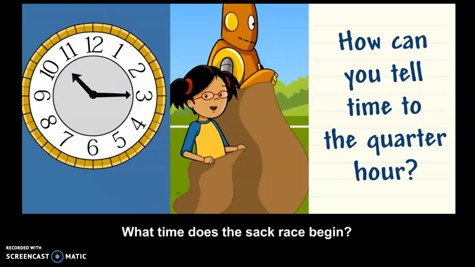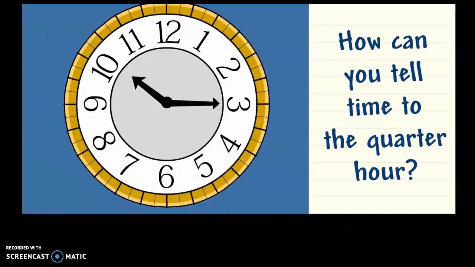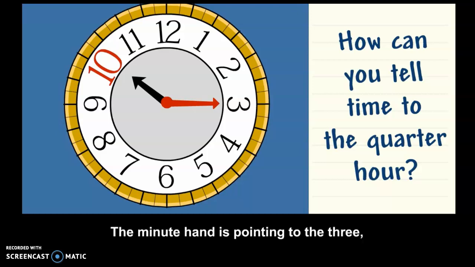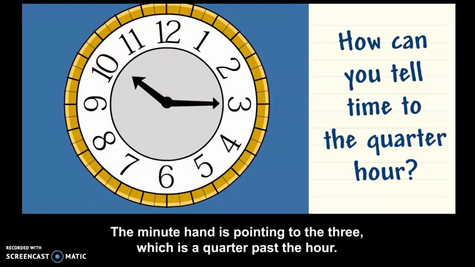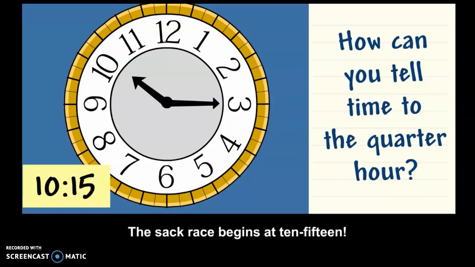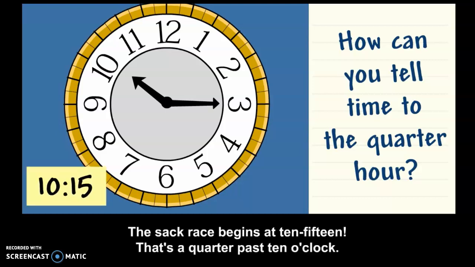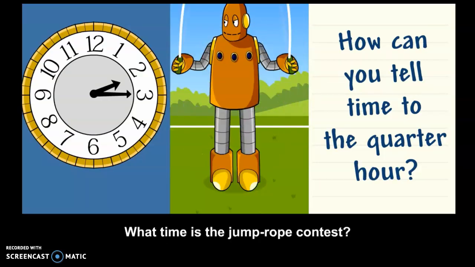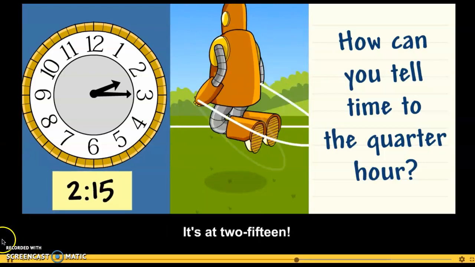What time does the sack race begin? The hour hand is just a little past the 10. The minute hand is pointing to the 3, which is a quarter past the hour. The sack race begins at 10:15. That's a quarter past 10 o'clock. What time is the jump rope contest? It's at 2:15.